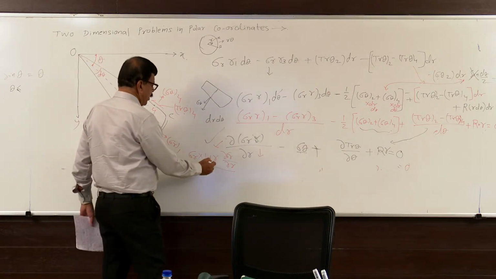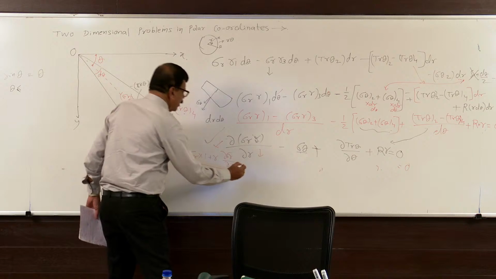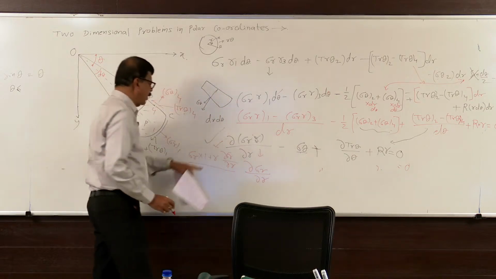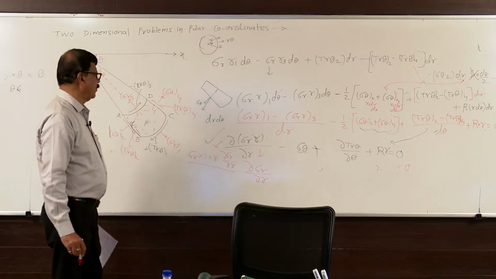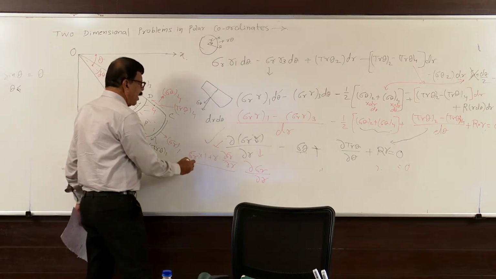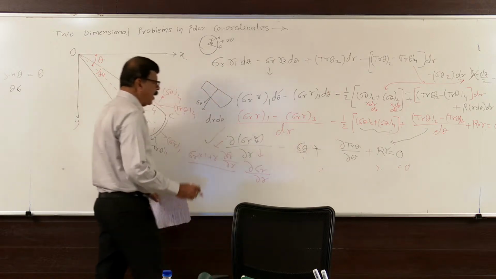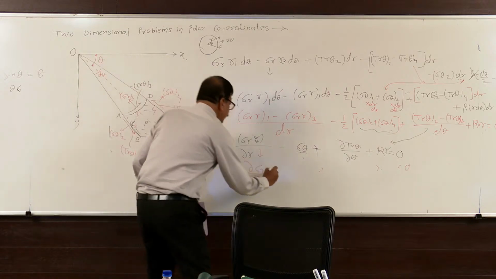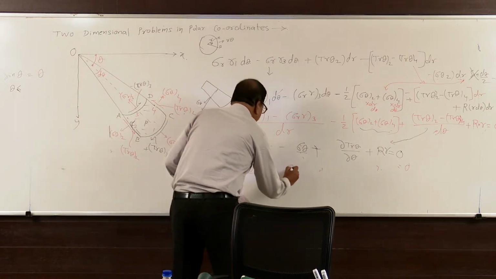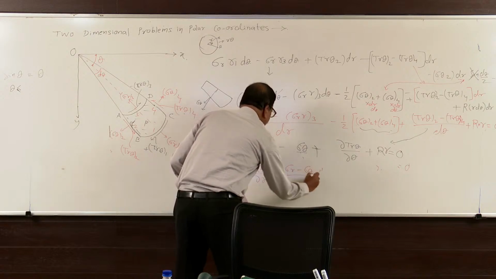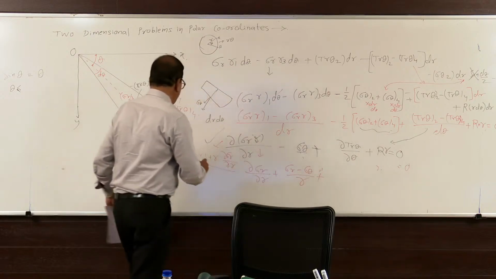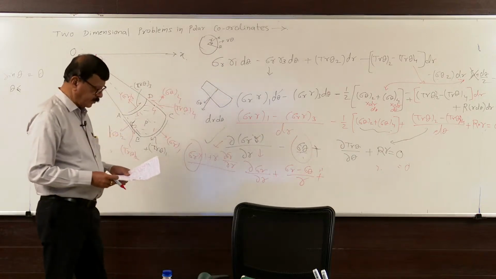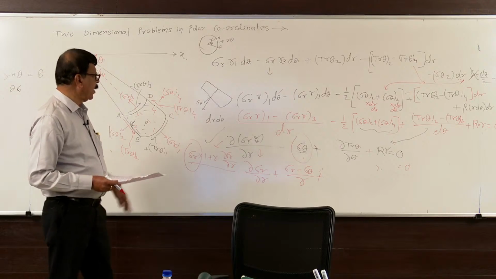So, here as you divide by r, you will get del sigma r upon del r. Here you will get sigma r upon r and d theta upon r. You can write this in the word term. So, this is sigma r minus sigma theta upon r. I am writing these two together.